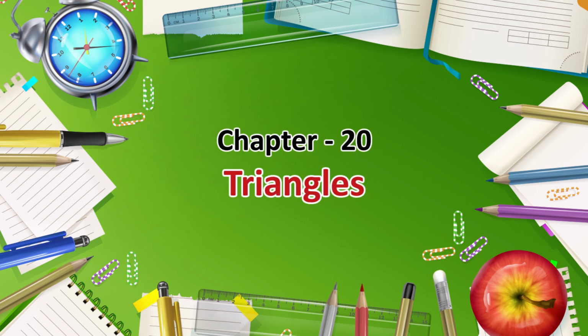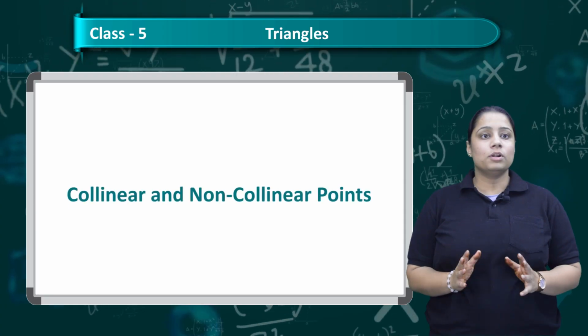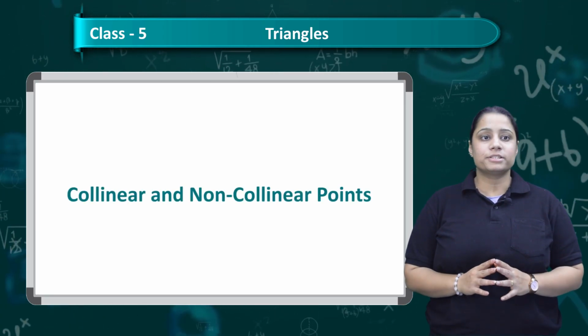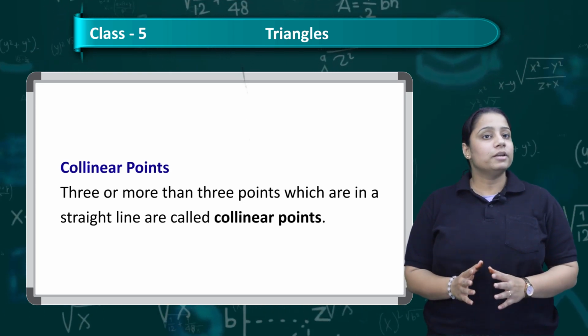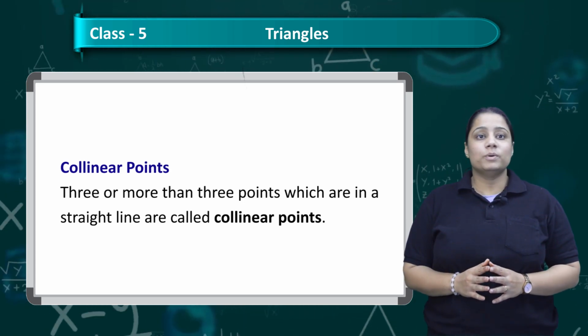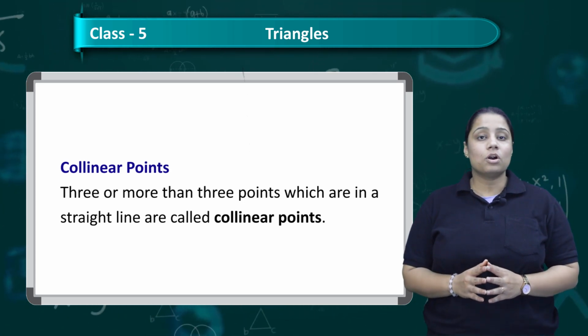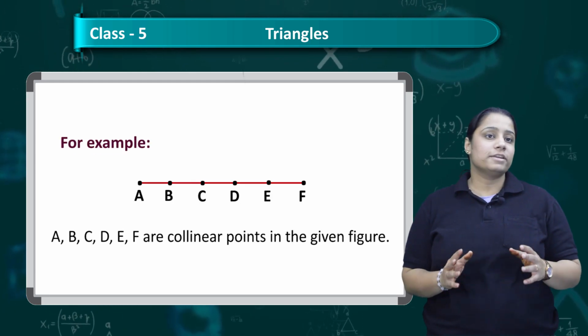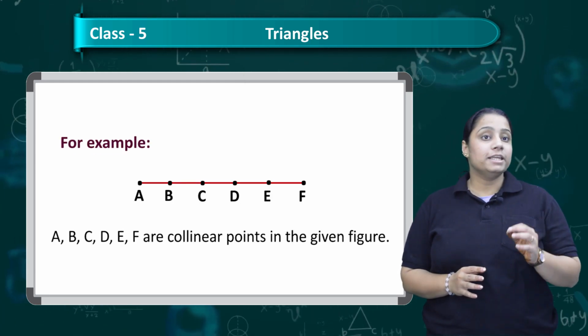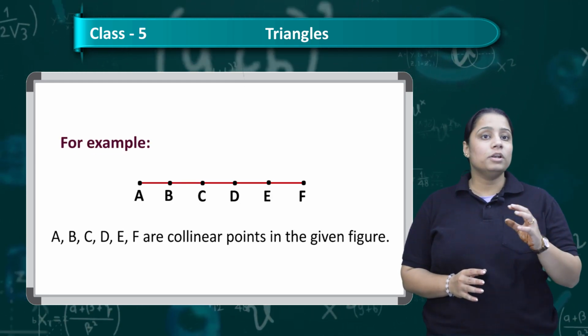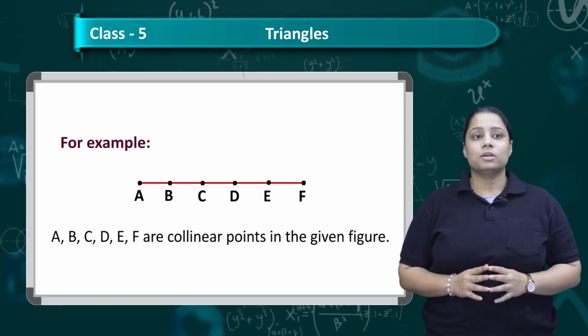Chapter 20, Triangles. Collinear and non-collinear points. Collinear points: 3 or more points which are in a straight line are called collinear points. For example, A, B, C, D, E, F are collinear points in the given figure.